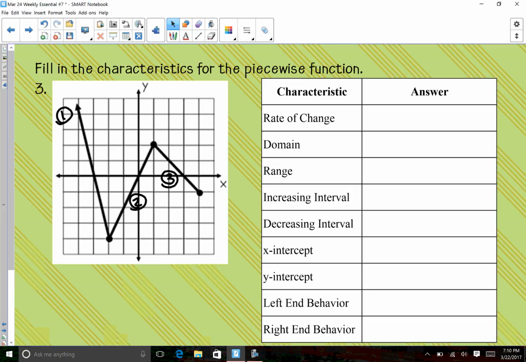Now, once again, you can pick points and use your slope formula, or personally, I just like to do rise over run because it's so much easier. So let's look at piece number 1. Pick 2 points that you can easily read. I'm going to pick this point and this point.